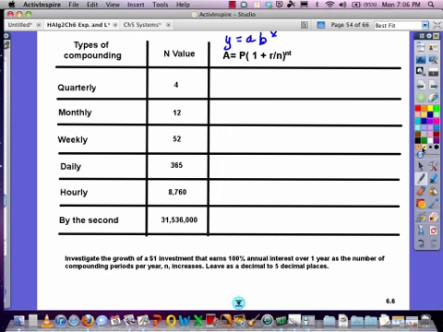Let's look for a pattern in our numbers. We know we have $1. We know it's going to grow 100% and use these different compoundings. So do quarterly, then calculate monthly, weekly, daily, hourly. I forgot, or didn't do, by the minute, and then by the second. And let's just see what some of our numbers come out to. What happens to that dollar? So go ahead and calculate that. I'll give you a second to get a couple of them done using your calculator.